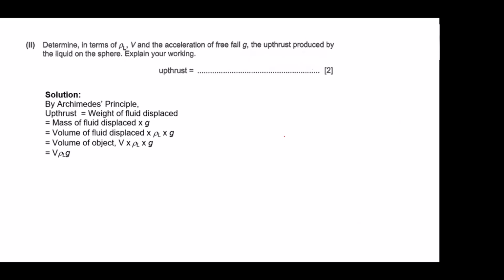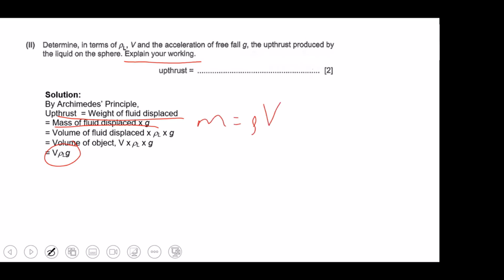Okay, part 2, you're asked to derive the equation for upthrust, rho Vg. This is well known, but because this question asks you to explain your working, make sure you show your working. Archimedes' principle: upthrust is defined as the weight of the volume of water displaced. So we do mg, and m equals rho V, density times volume. So volume times density times g. That's how I get my rho Vg, which is a well-known formula for upthrust, right?